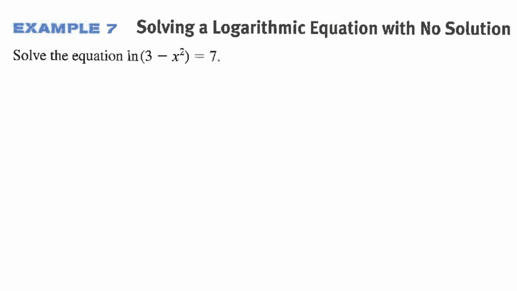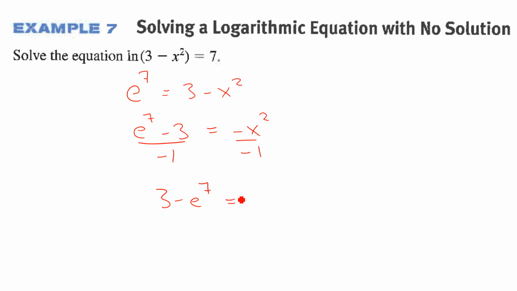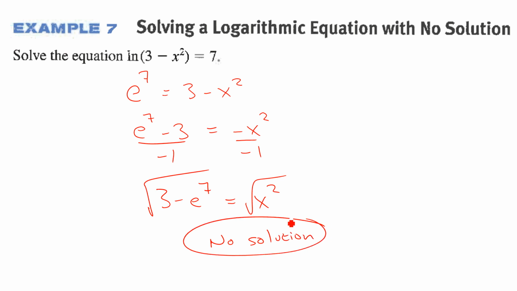All right, let's just check one with no solution and we'll be done here. So log base e, a natural log of 3 minus x squared equals 7. So let's go ahead and say e to the 7th equals 3 minus x squared. And so we'll have e to the 7th minus 3 equals negative x squared. And let's divide by negative 1. So this would turn into 3 minus e to the 7th equals x squared. 3 minus e to the 7th is a negative number. You cannot square root a negative. We're going to have no real solution. So we get an imaginary solution. Not what we're looking for here.